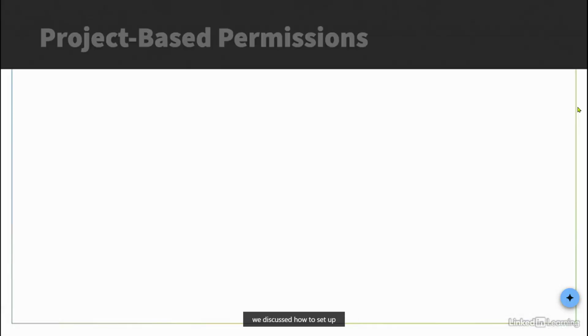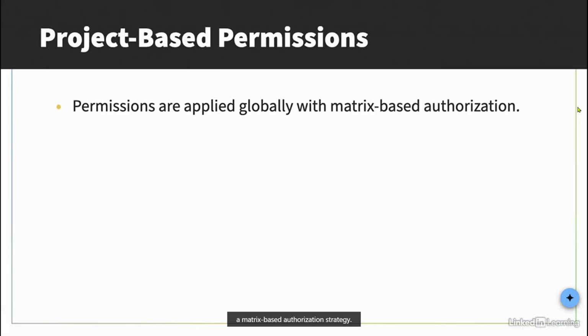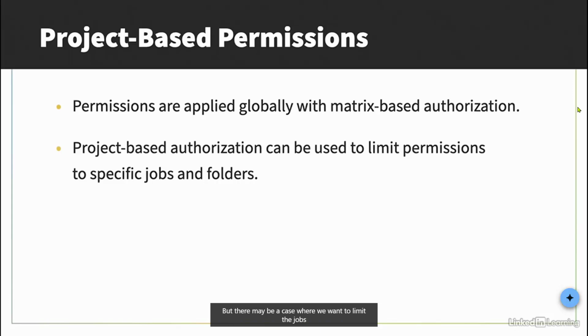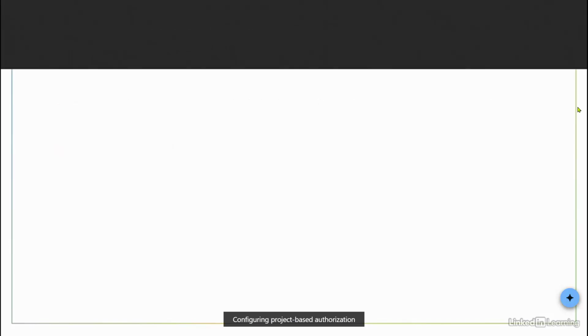In the previous lesson, we discussed how to set up a matrix-based authorization strategy. With this approach, permissions are applied globally. So the permissions given to a user in a matrix will apply to all jobs. But there may be a case where we want to limit the jobs and folders a user has access to. We can accomplish that with a project-based authorization strategy.